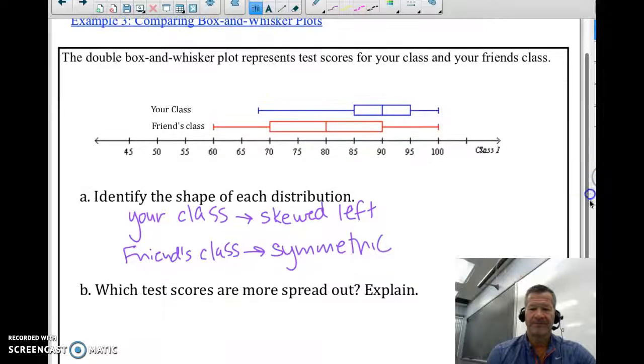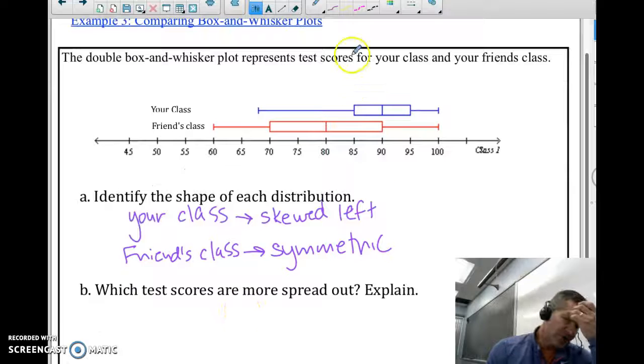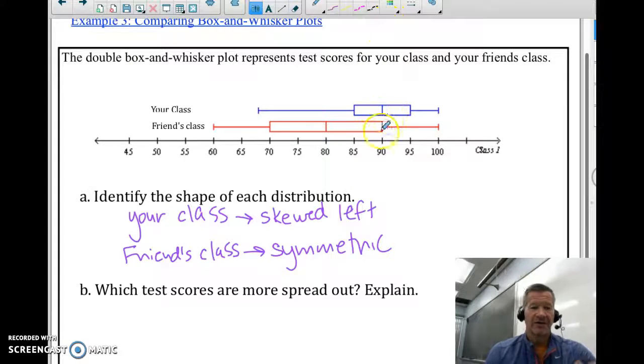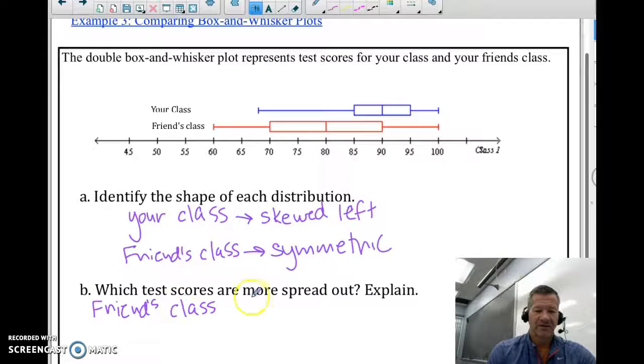All right. Now, last question. Which test scores would be considered to be more spread out? Well, you notice here that your friend's class, like we said earlier, goes from 60 all the way up to 100, okay? Whereas yours only goes from about 68 to 100. So your friend's class is much more spread out. And explain because it has a much larger range.